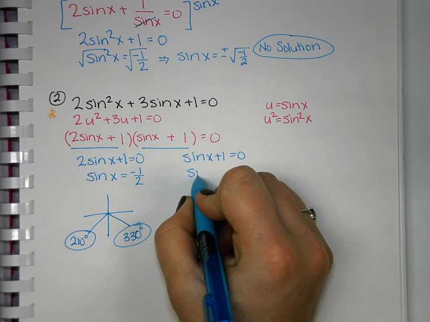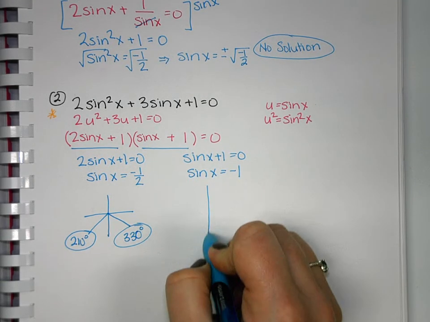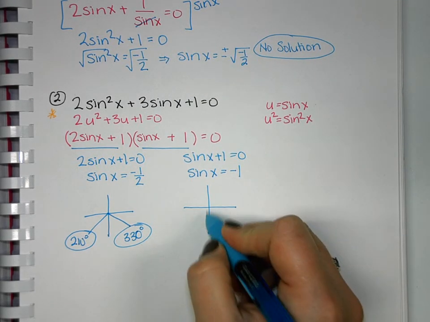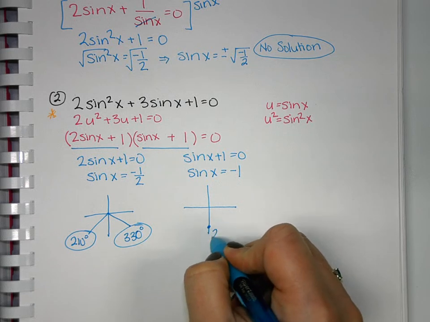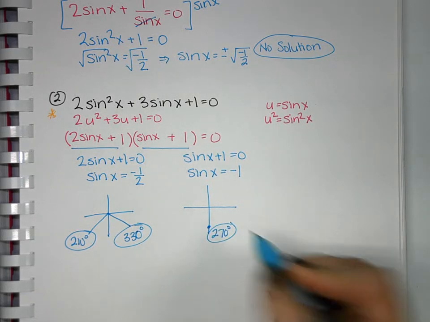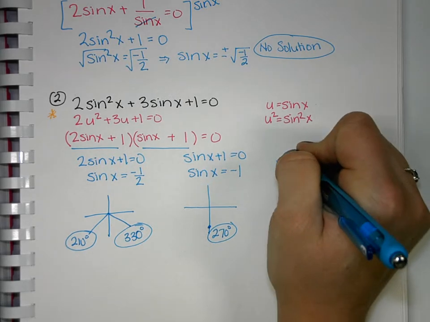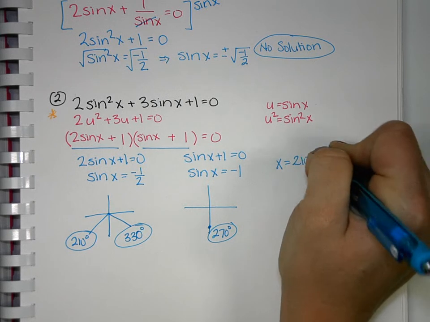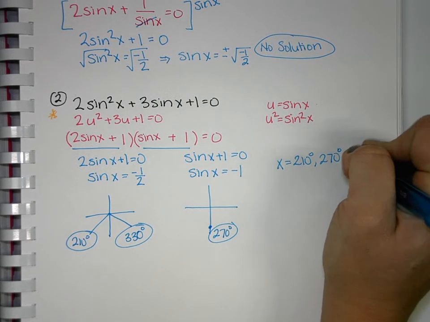And then I'll come over to this equation, sine x equals negative 1, and think again, negative is down here. Negative 1 is a quadrantal, so that's going to actually be at 270 degrees. So here we're going to end up with x being 3 different answers because we had that squared in there.